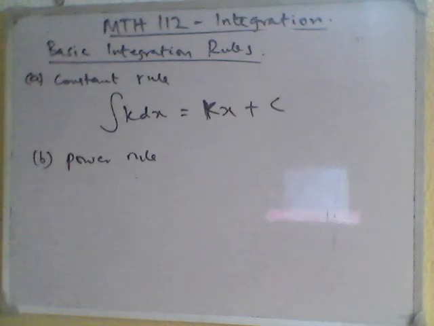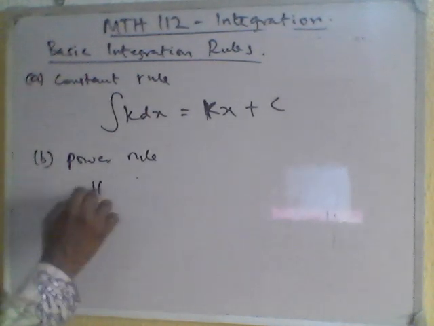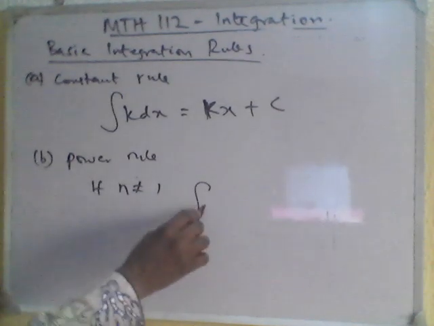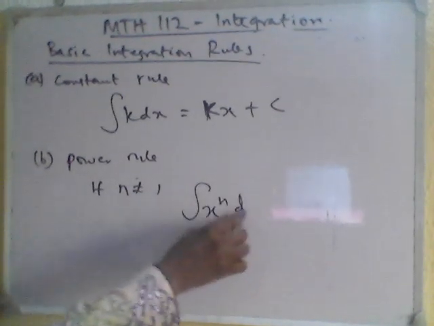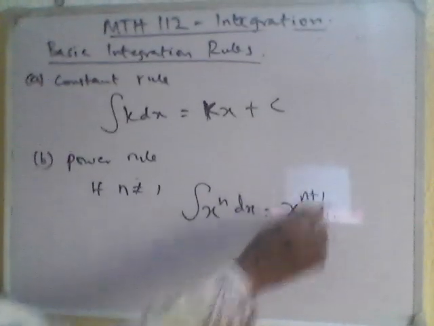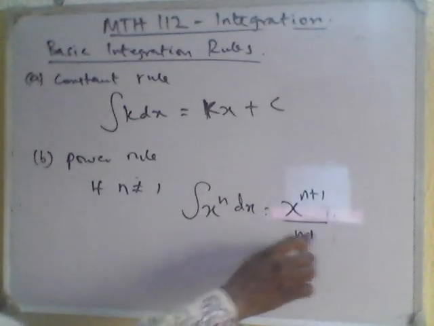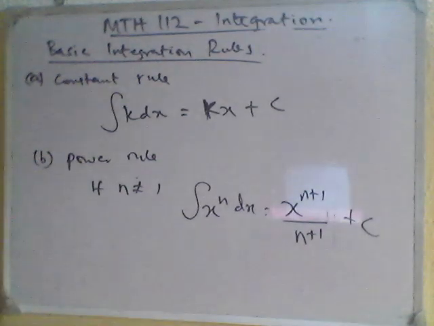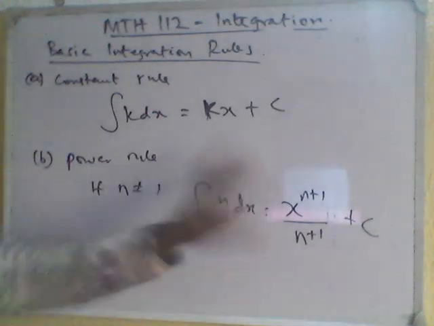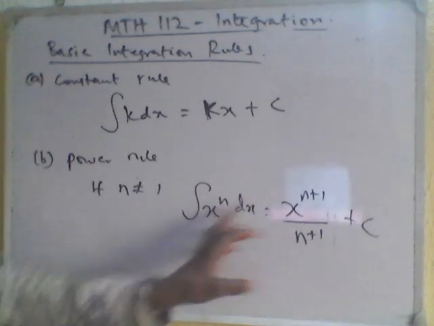Let me take this power rule again. So if I have n is not equal to negative 1, right? So the integral of x to the n dx is equal to x raised to the power n plus 1 all over n plus 1 plus c. So what this power rule is saying is that if I have any variable raised to a power, you understand? The standard integral for it is that I will add 1 to the power.